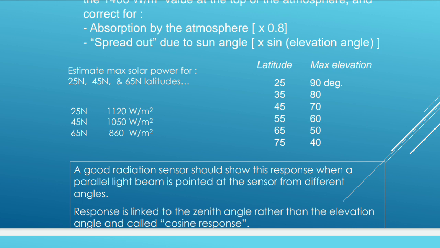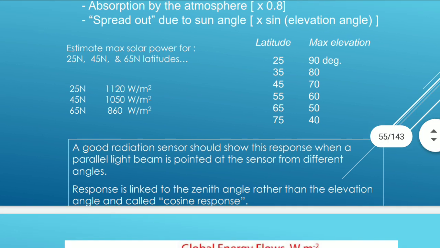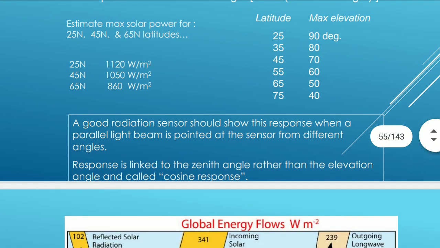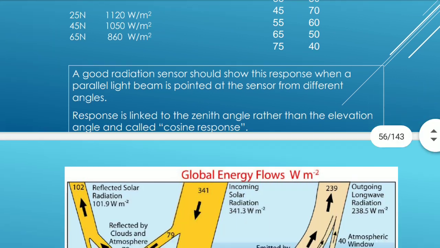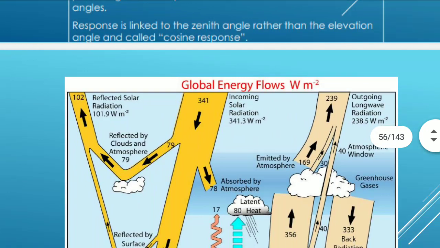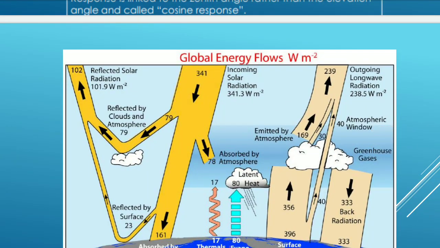Latitude 25, 45, 30, 65, 75, maximum resolution 90, 80, 70, 60, 50. A good radiation sensor should show this response when a parallel light beam is pointed at the sensor at different angles. Response is linked to the zenith angle rather than the elevation angle and is called cosine response. Global energy flows, watts per square meter.